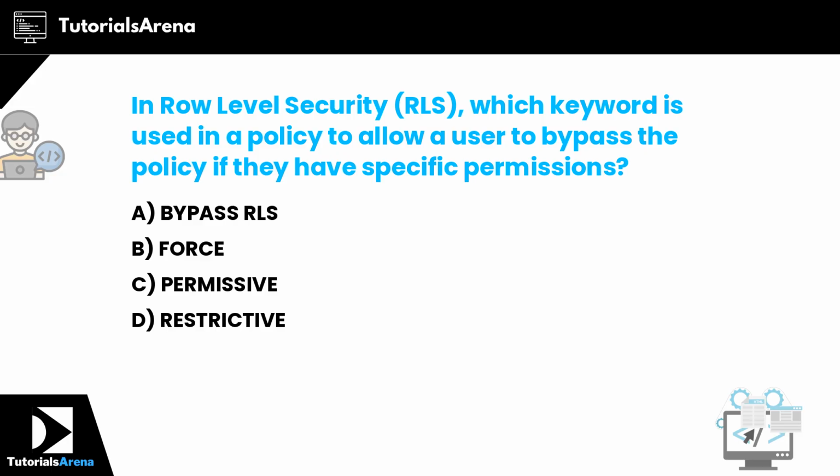In row-level security, RLS, which keyword is used in a policy to allow a user to bypass the policy if they have specific permissions? The correct answer is option C, permissive.